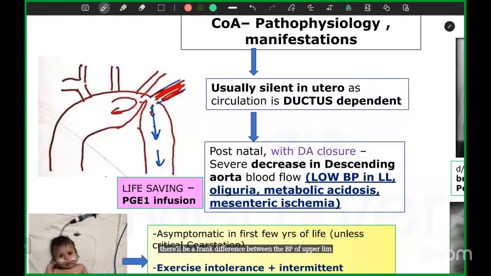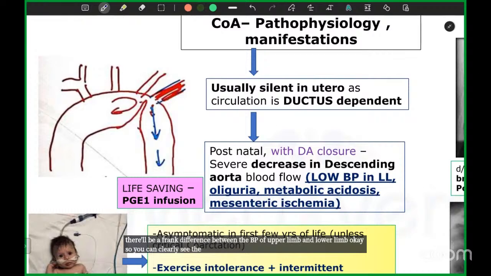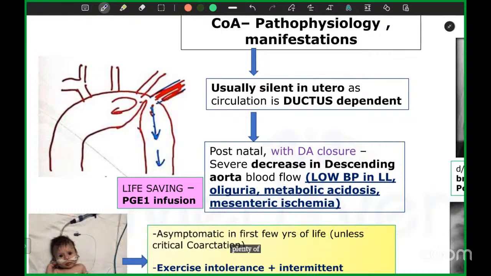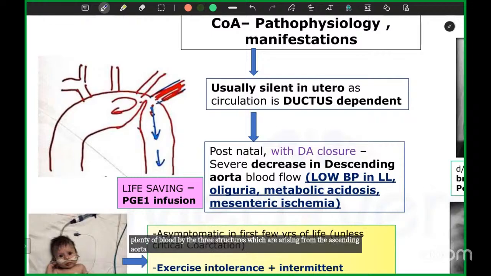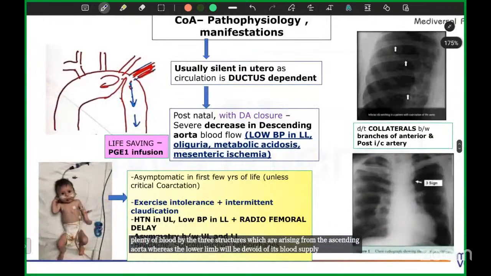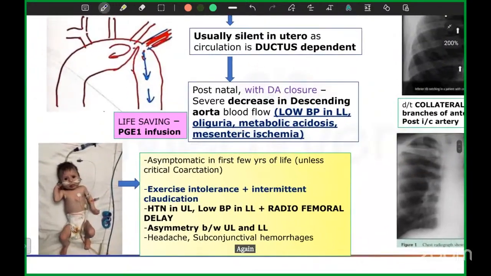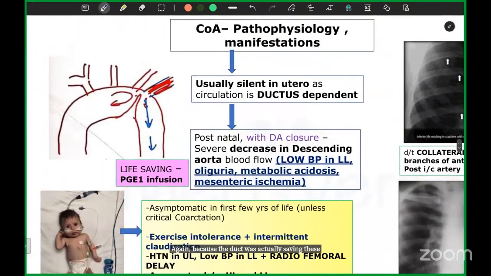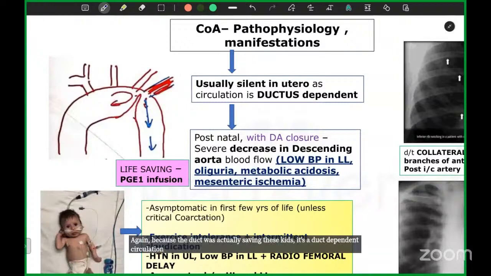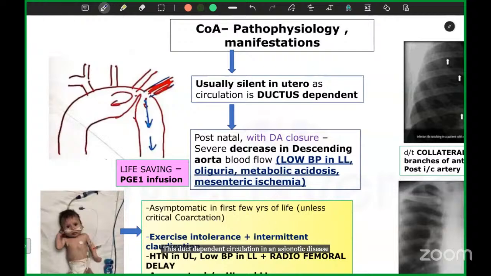Okay, so you can clearly see the upper limb is going to receive plenty of blood by the three structures which are arising from the ascending aorta, whereas the lower limb will be devoid of its blood supply. Again, because the duct was actually saving these kids, it's a duct dependent circulation. In a duct dependent circulation with an acyanotic disease, you should always think of coarctation of aorta.